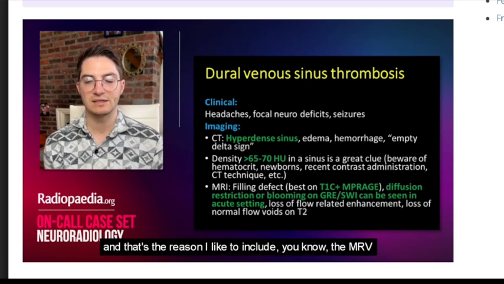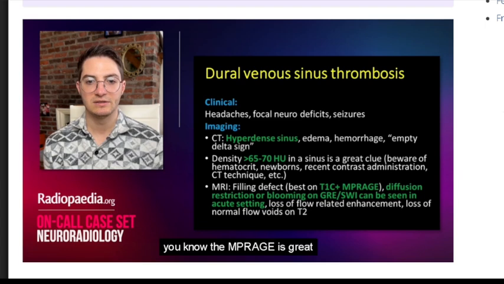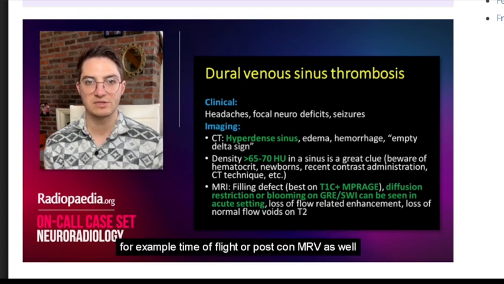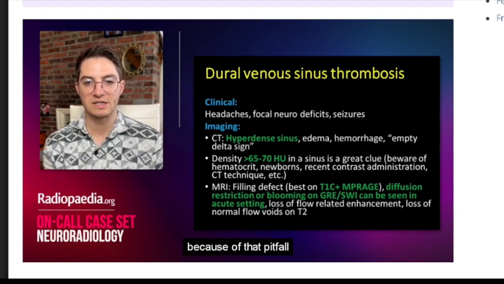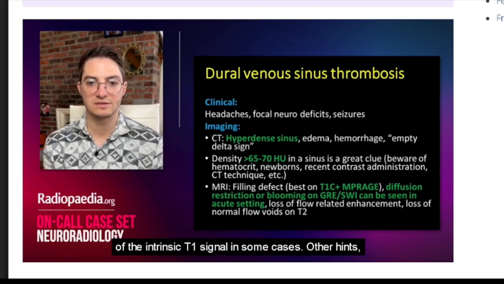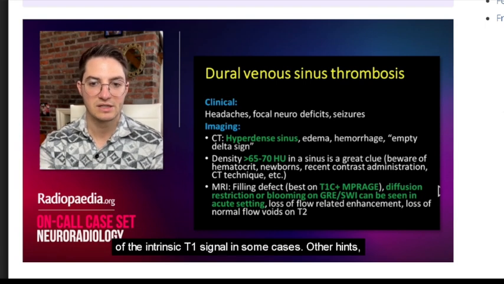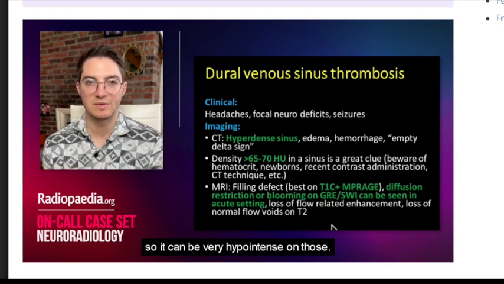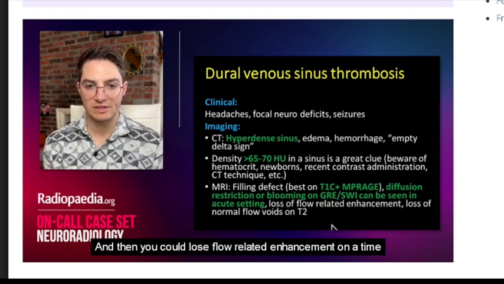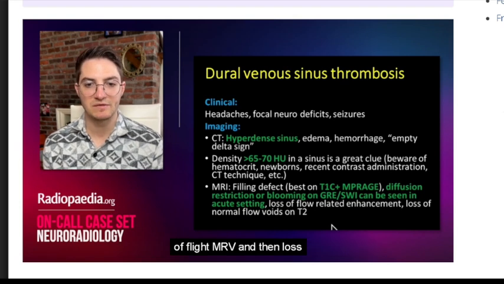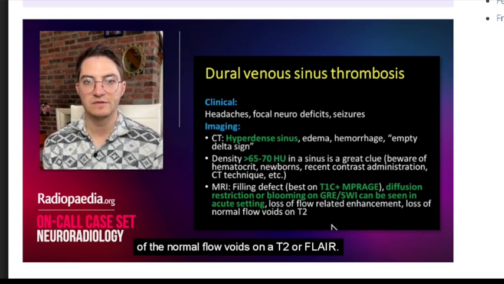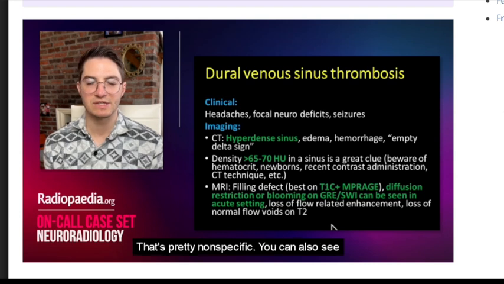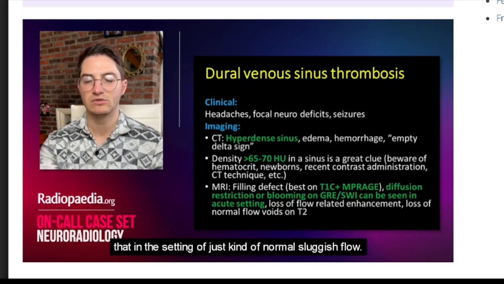And that's the reason I like to include the MRV. The MP-RAGE is great, but you can't just get rid of, for example, the time of flight or post-contrast MRV as well, because you need those because of that pitfall of the intrinsic T1 signal in some cases. Other hints: acute clot tends to diffusion restrict and bloom on GRE, SWI, so it can be very hypointense on those. And then you could lose flow-related enhancement on a time of flight MRV, and loss of the normal flow voids on a T2 or FLAIR. That's pretty nonspecific. You can also see that in the setting of just normal sluggish flow.